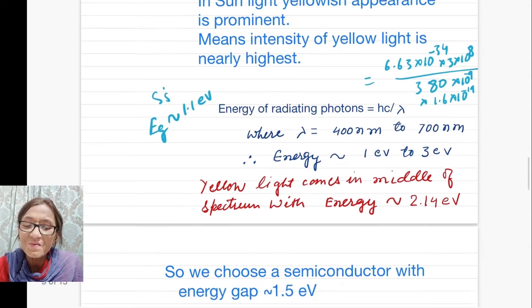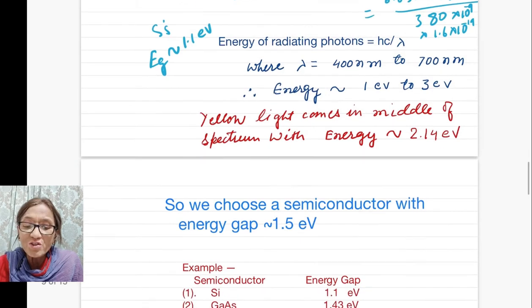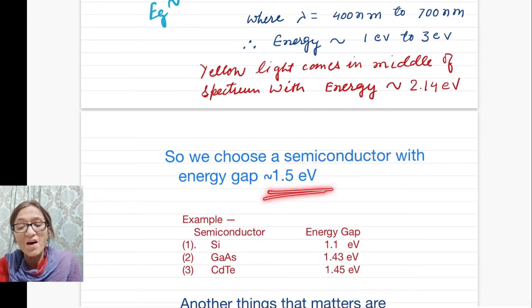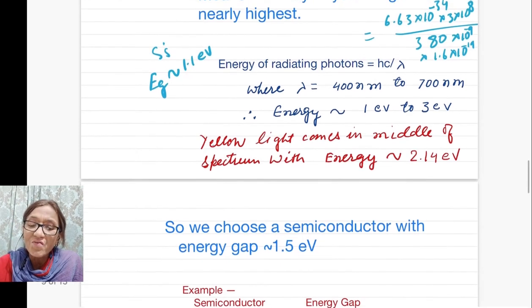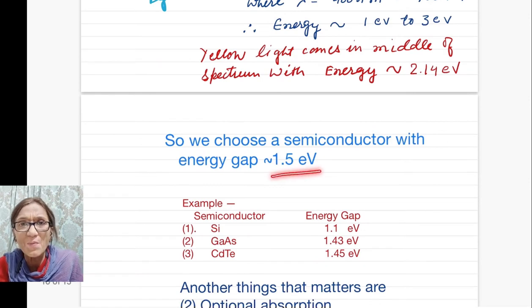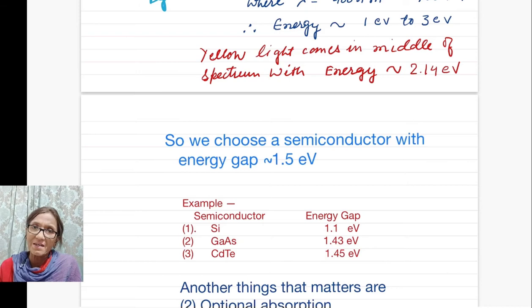Now, we should choose semiconductors of energy gap nearly equal to 1.5 electron volt, because the energy of visible light ranges from 1 to 3, and the average of this is 1.5. So if we have a semiconductor with an energy gap of this value, then a photodiode can be made from those semiconductors.